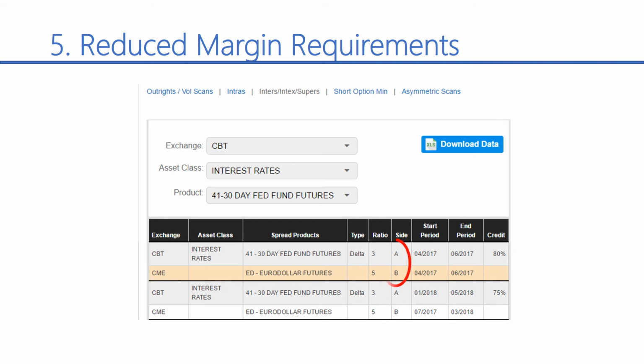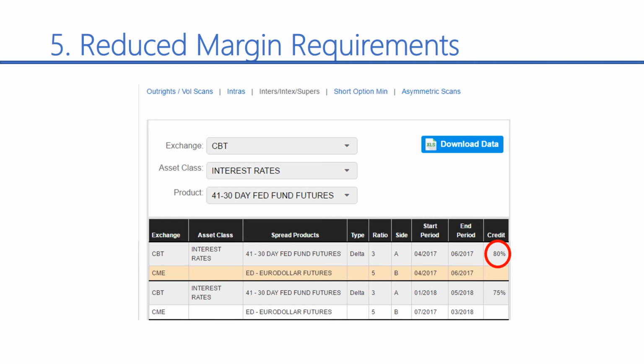Side A and B indicate one position will be bought and the other will be sold. Next is the range of contract dates that apply to this margin requirement. For both legs, it is any contract month between April and June of 2017. The last column shows the margin credit, in this case 80%. Let's look at what this means in dollars.